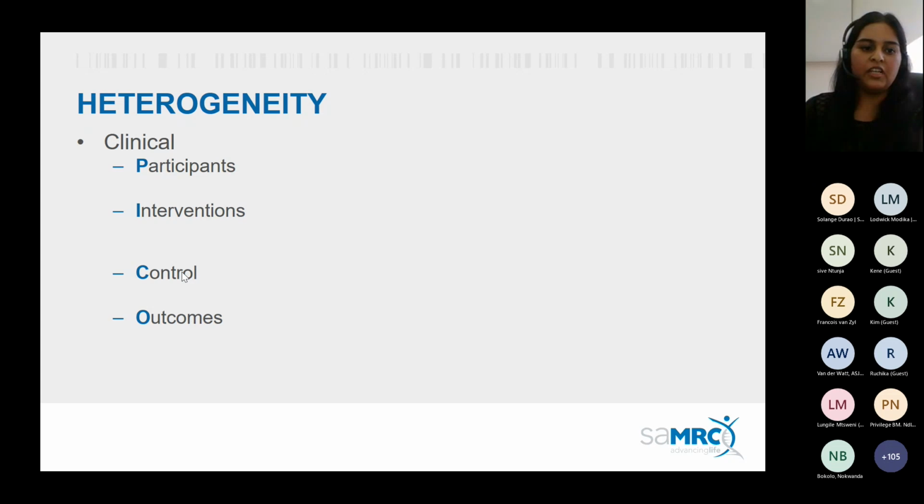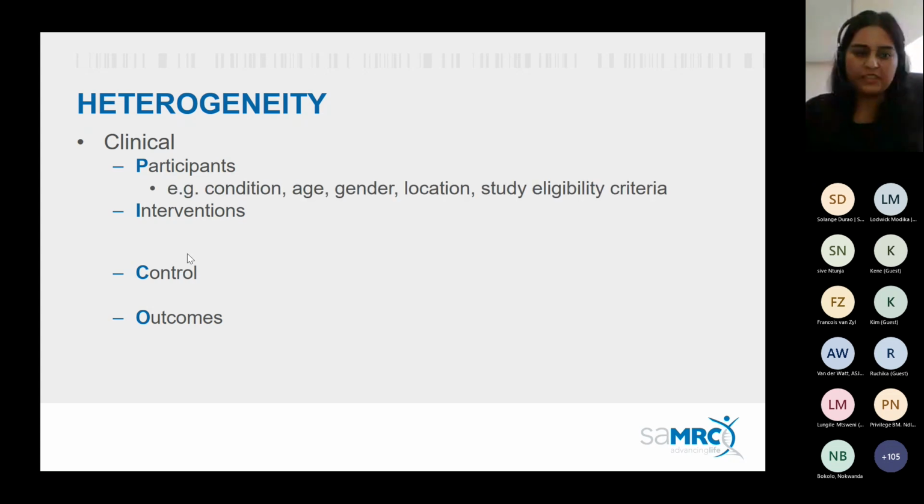studies. So for example, in your studies, your participants could differ by condition, or age, or gender, location, and study eligibility criteria. So for example, some of the studies that you find could have been done only in males, while other studies could have been done only in females. And this could contribute to the differences you're seeing in the effects. So maybe there's a difference in effects between males and females.